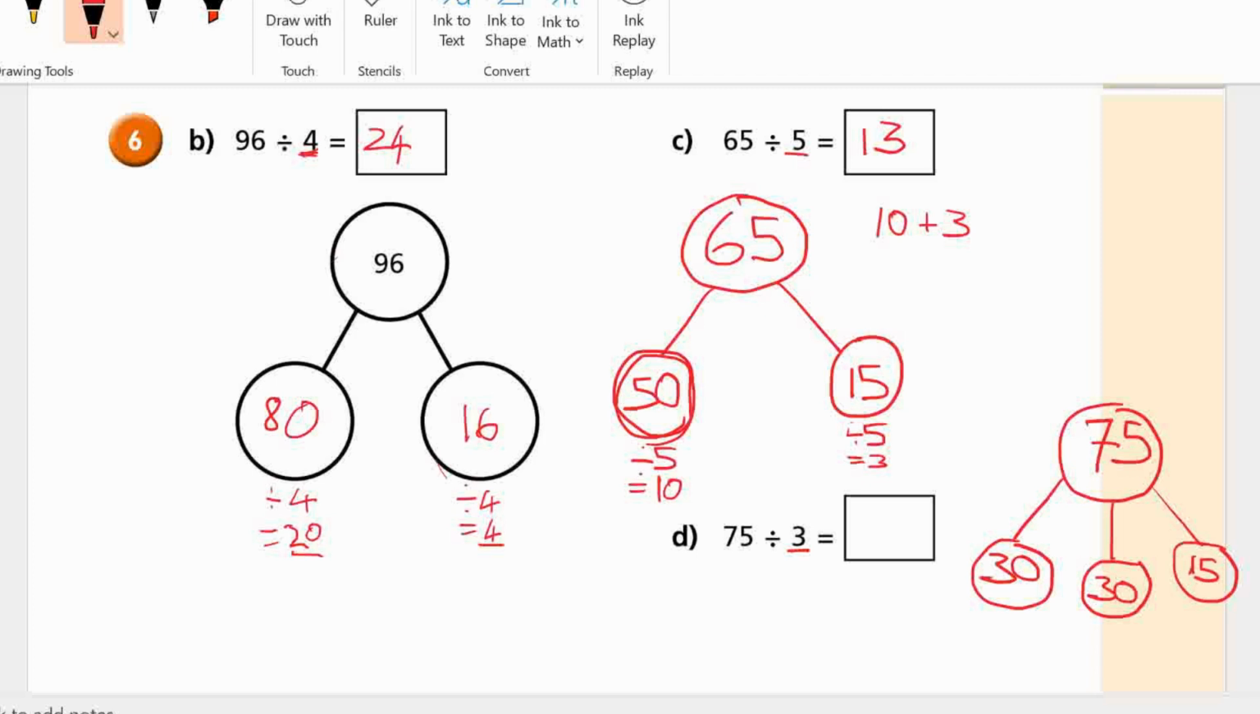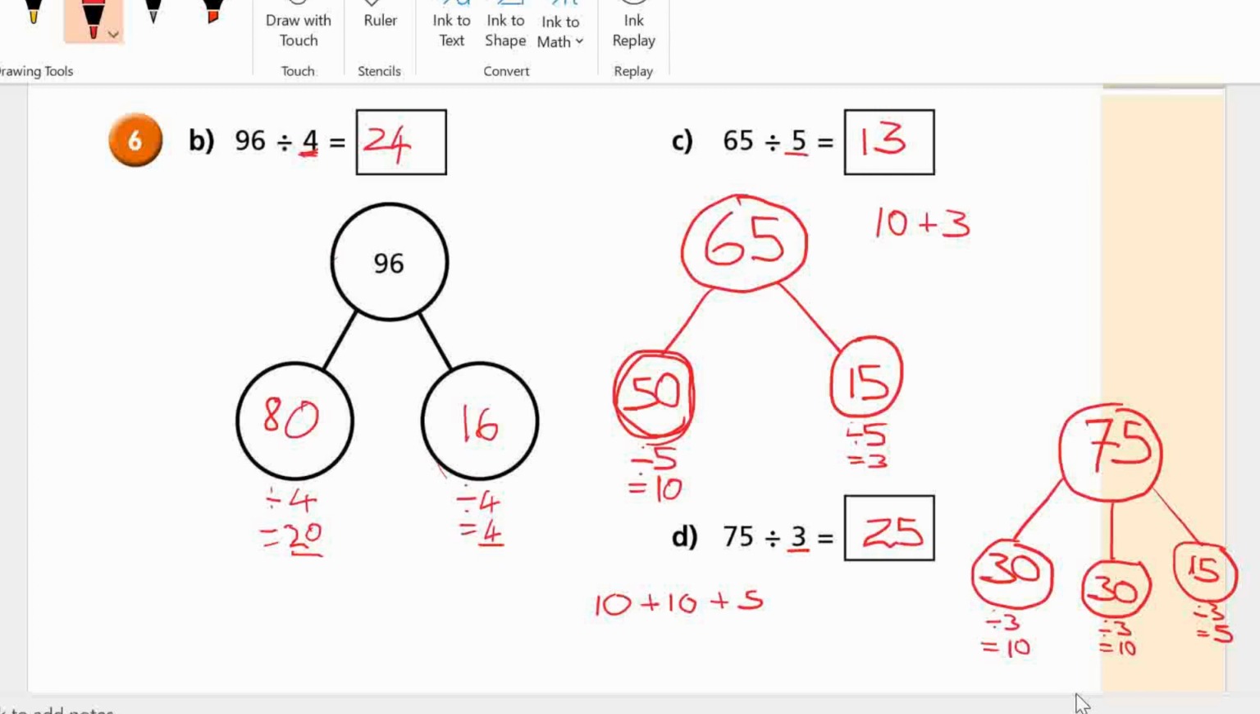Okay, so what's 30 divided by 3? 10. And of course this will be the same. And what is 15 divided by 3? 5. Good. So what is our answer? Yes, 25. Okay, does that make sense?